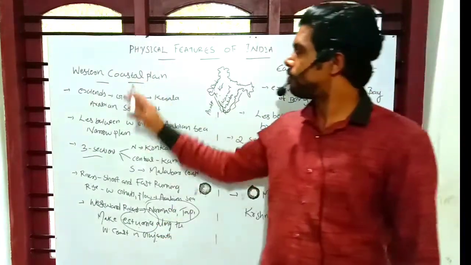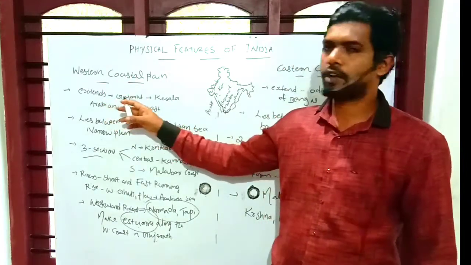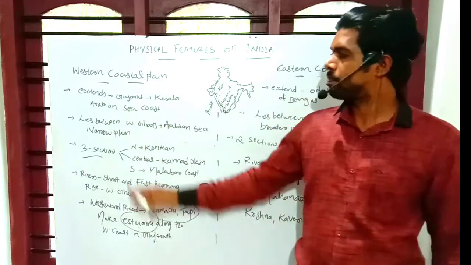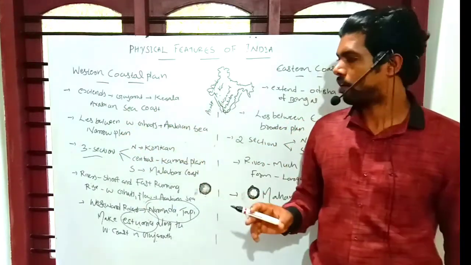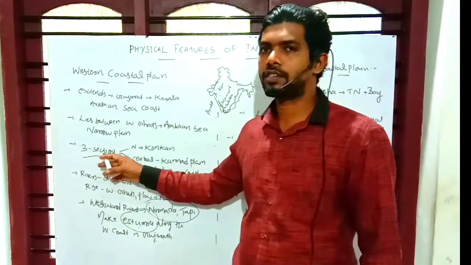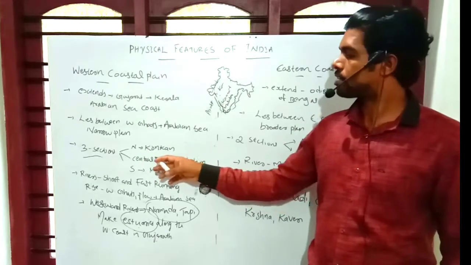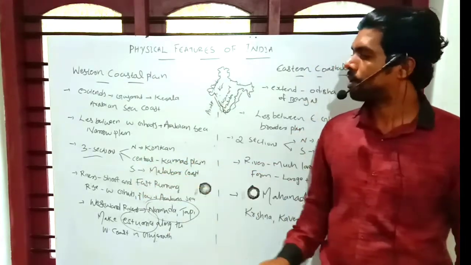So that's about the western coastal plains. Once again, western coastal plains extend from Gujarat to Kerala along the Arabian Sea coast, lie between the Western Ghats and Arabian Sea, and form a narrow plain. The three sections of the western coastal plains are the north, Konkan coast, the central part, Kannada coast, and the south part, Malabar coast.